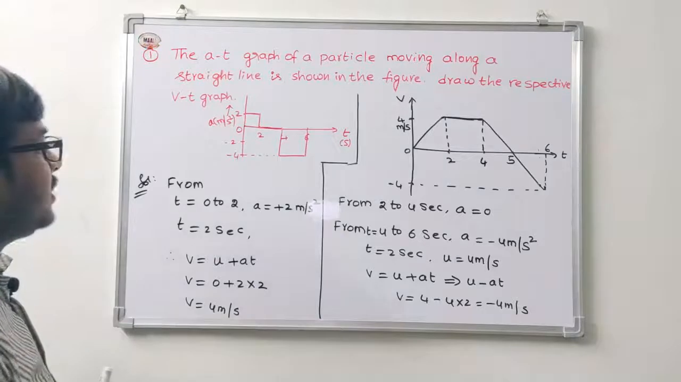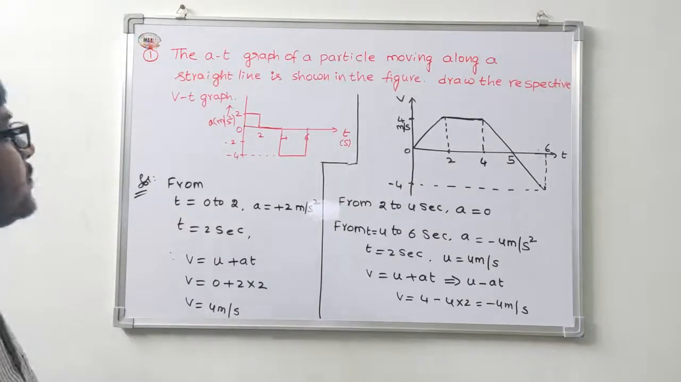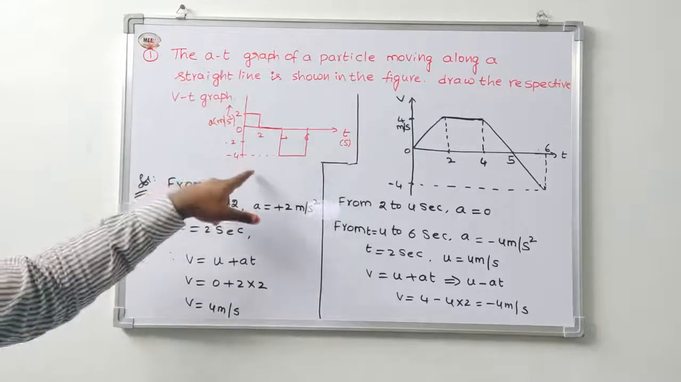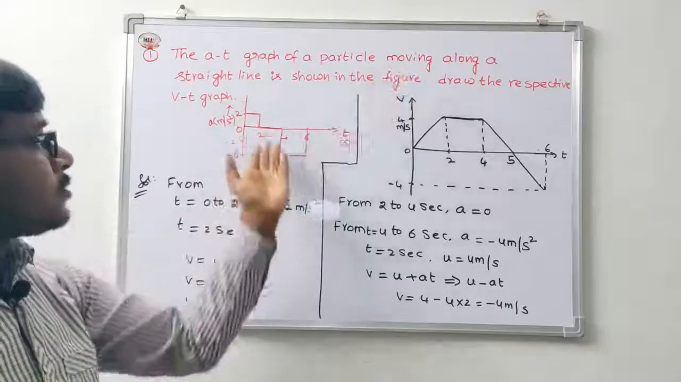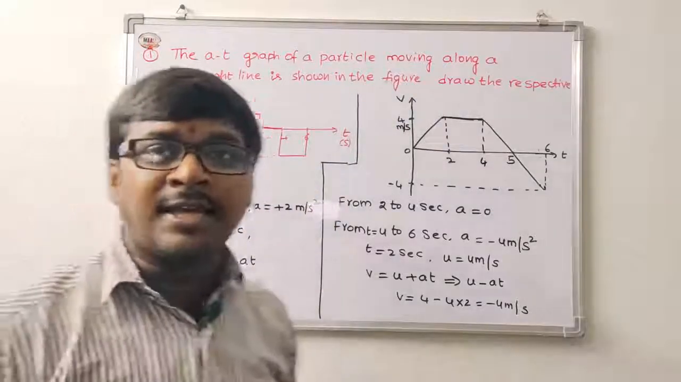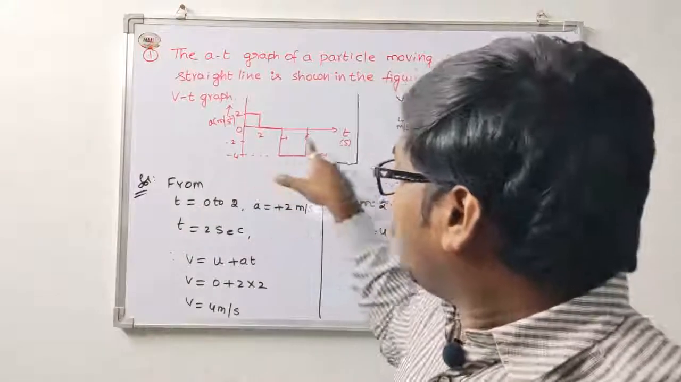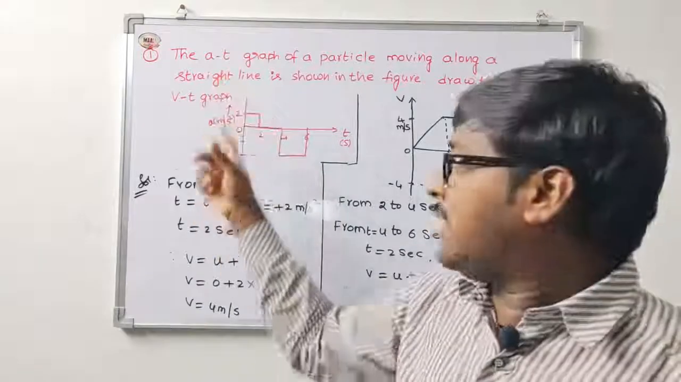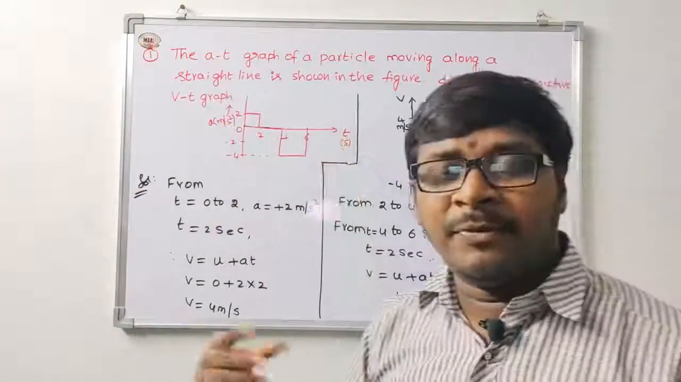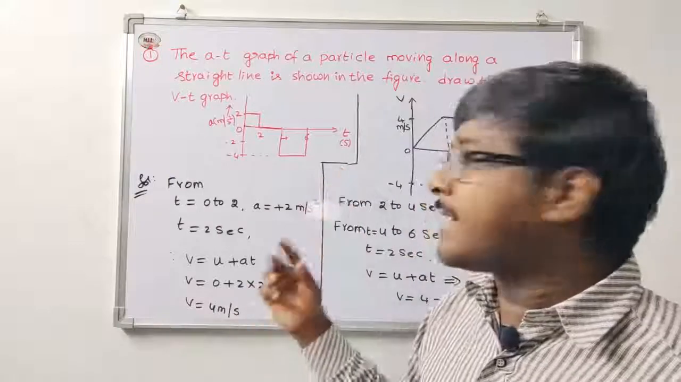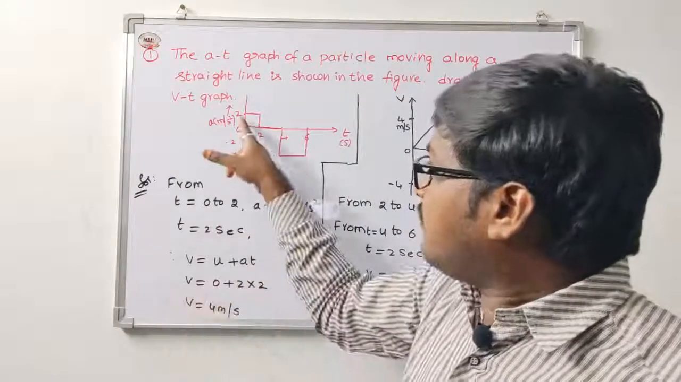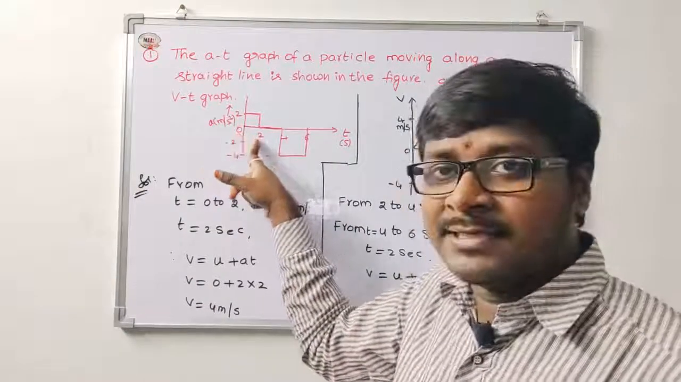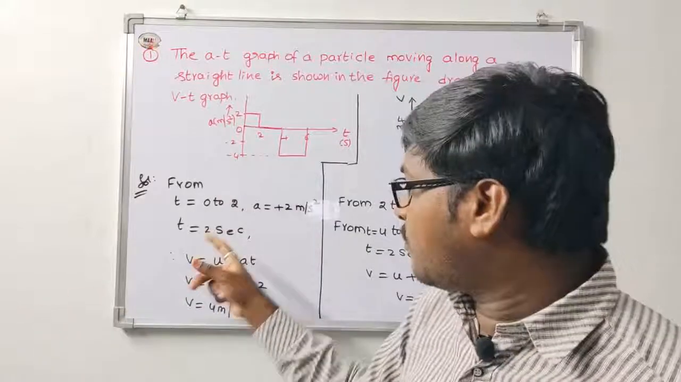This is very important, students, in this problem. Once again, listen all of you students. In this figure, the AT graph, the acceleration time graph of a particle moving along a straight line, is as shown in the figure. Draw the respective Vt graph. In this AT graph, acceleration is a dependent variable, taking the y-axis. Time is an independent variable, taking the x-axis. First one is t equal to 0 to 2 seconds. So 0 to 2 means 2 minus 0 is equal to 2 seconds.